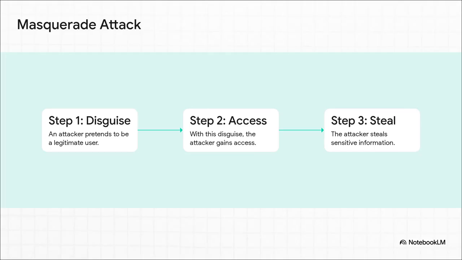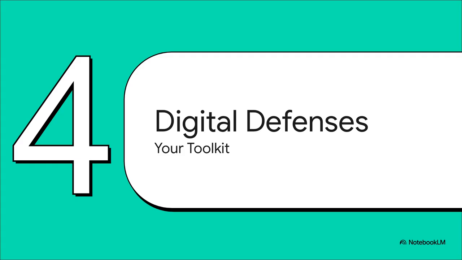So let's take a common active attack, something called a masquerade. In this case, the attacker doesn't break down the door. They steal the key. They find a way to pretend to be a real, legitimate user, probably by stealing a password. And once they're inside, they have access to whatever that user can see, letting them steal information right from under your nose.